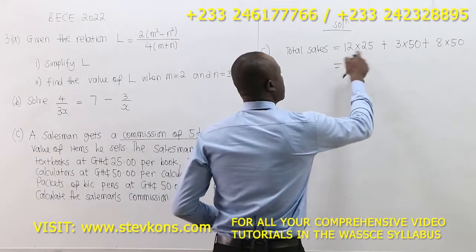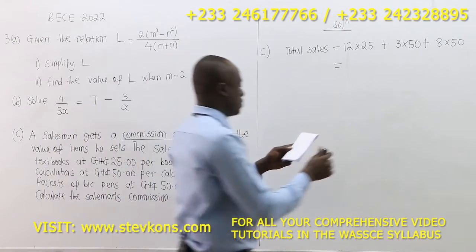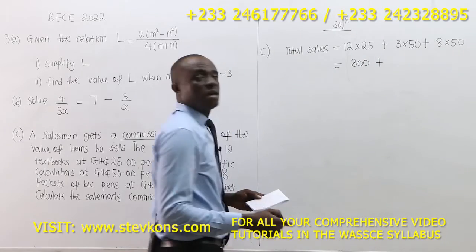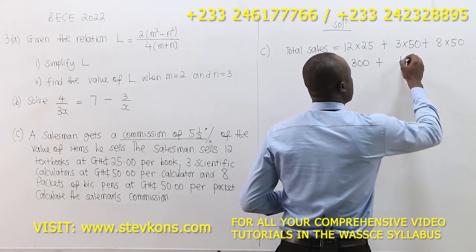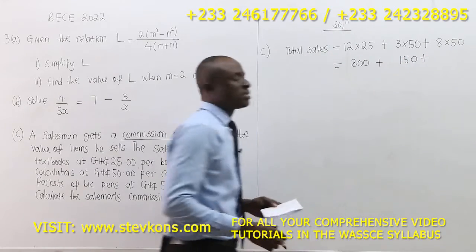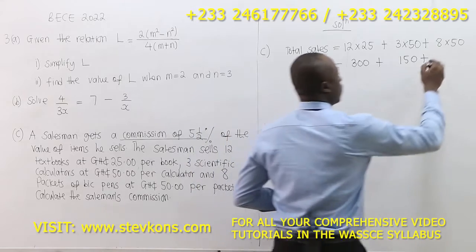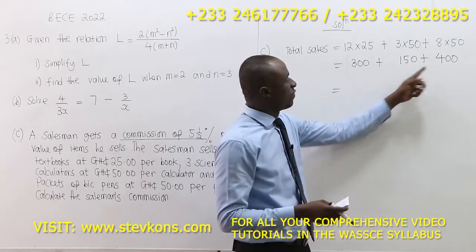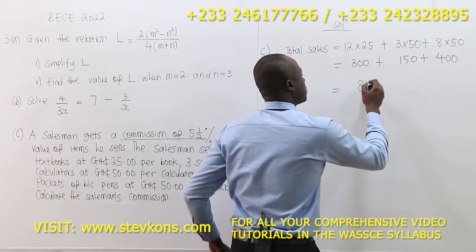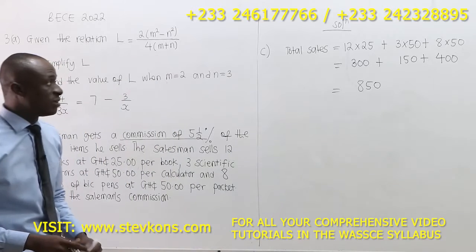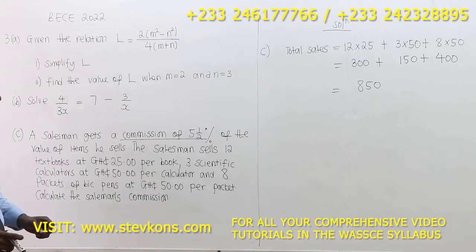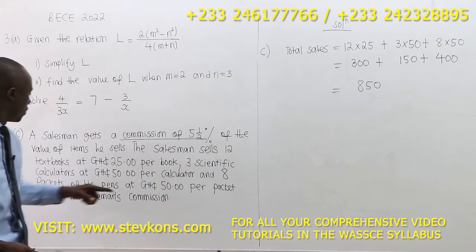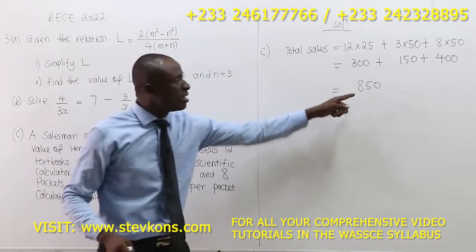Now, what is 12 times 25? Calculate 12 times 25, and this is giving us 300. 3 times 50 is giving us 150. Now 8 times 50 is giving us 400. Adding all, 300 plus 150 is 450, plus 400, that will be 850. Now, we are told that the salesman gets a commission of 5.5% of the value of items he sells. So this is the value of items he sells.